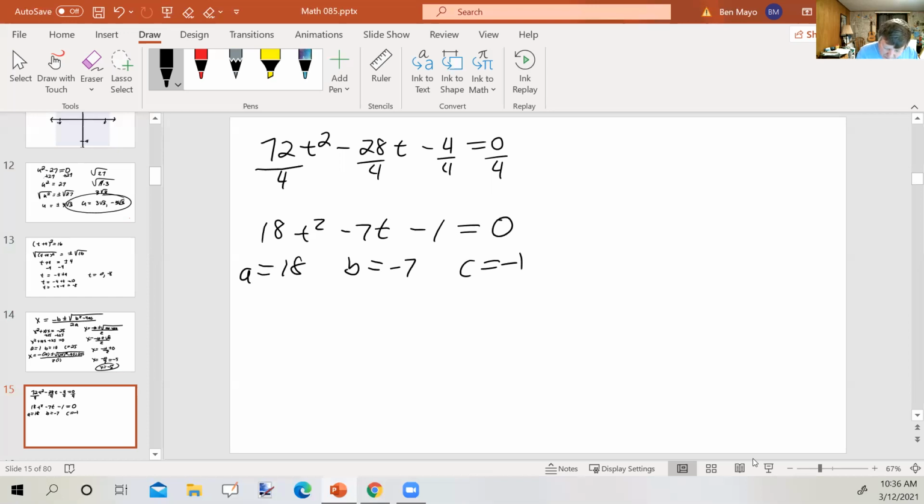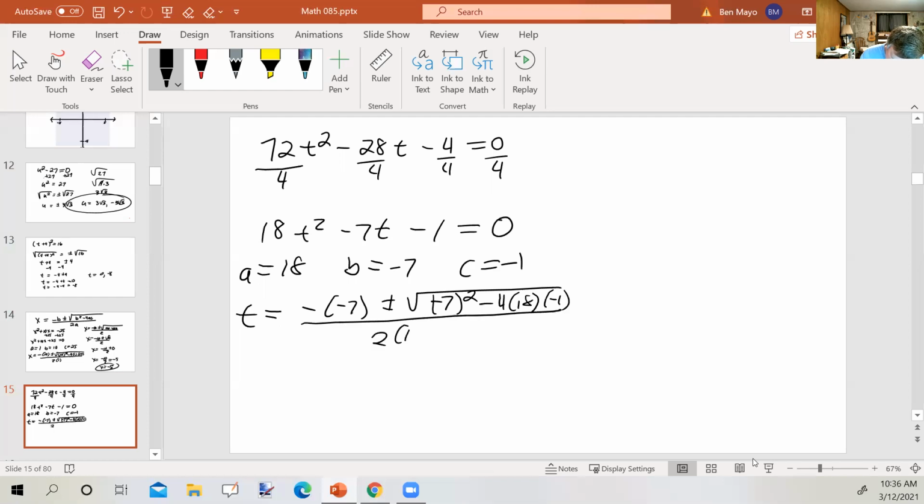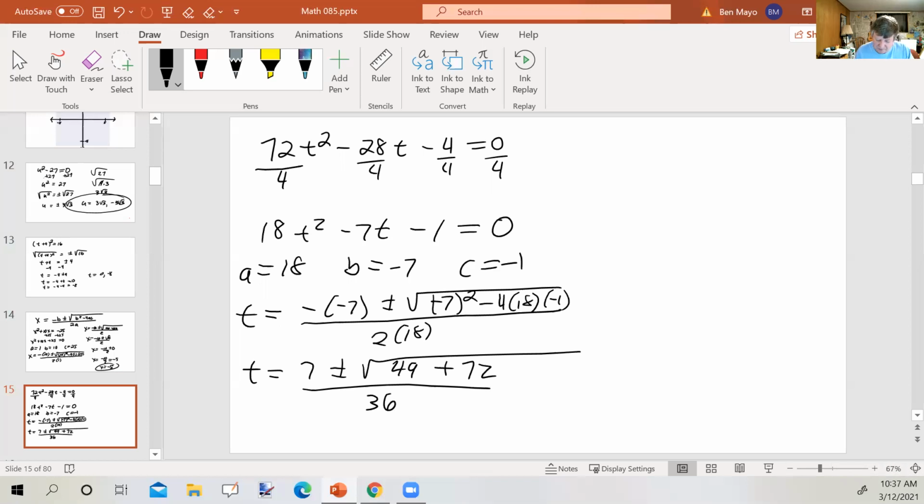All right. So T equals negative B plus or minus the square root of B squared minus 4AC all over 2A. T equals 7 plus or minus the square root of 49. We've got minus 4 times 18 times minus 1, so that's going to be a positive. And 4 times 18 is 72, times 1 is still 72. And that's all over 36.